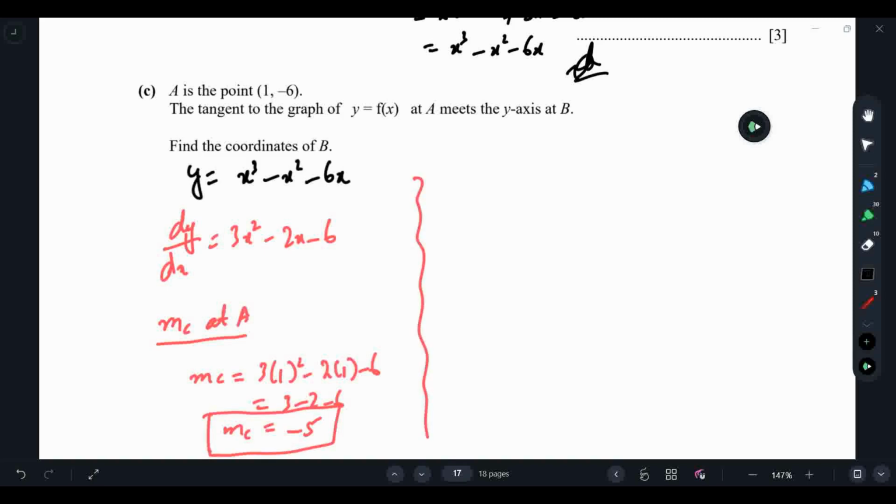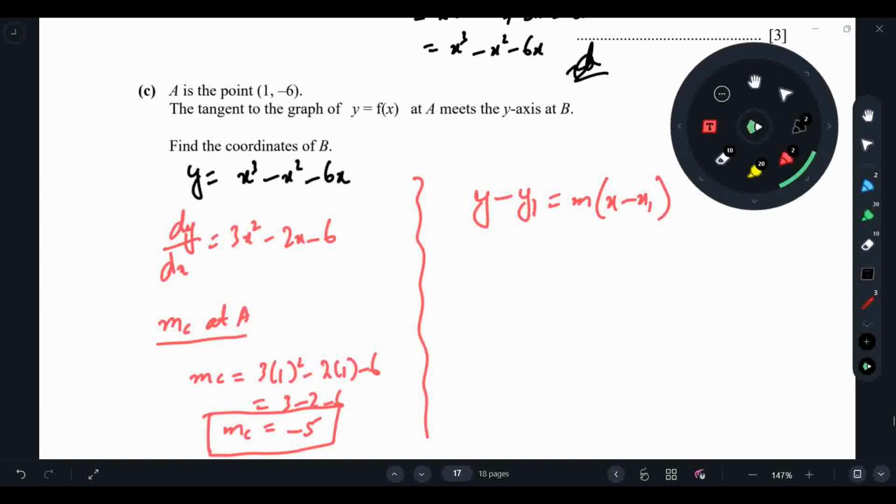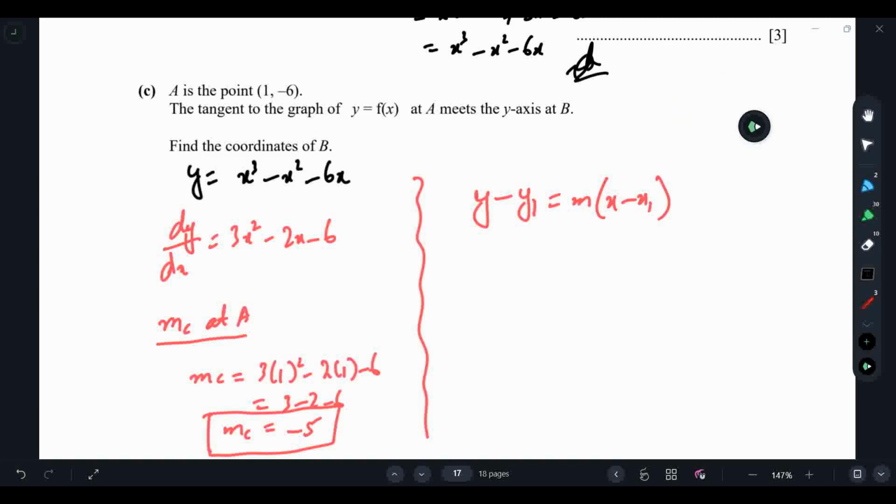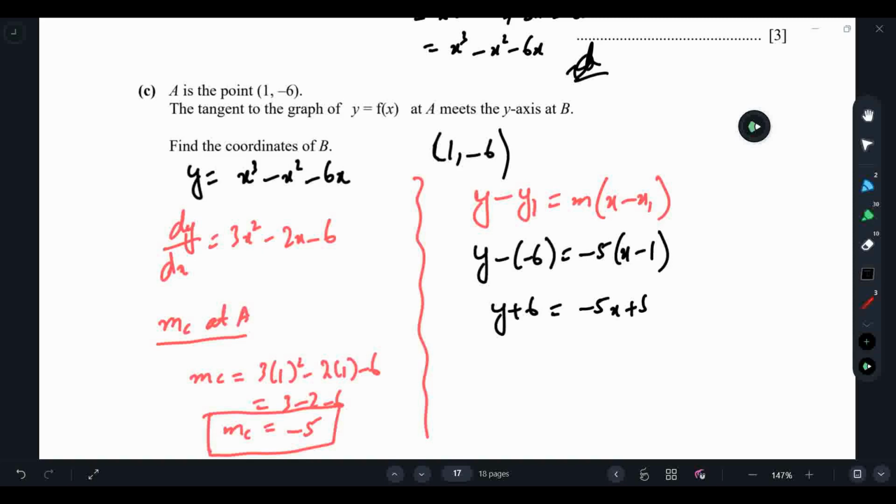Now we need to use y minus y1 is equal to m into x minus x1. We know that the gradient is minus 5 and the point is 1 and minus 6. So y minus minus 6 is equal to minus 5 into x minus 1. So y plus 6 is equal to minus 5x plus 5. So y is equal to minus 5x plus 5 minus 6. So y is equal to minus 5x minus 1.